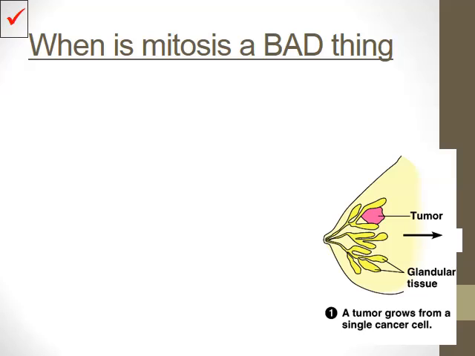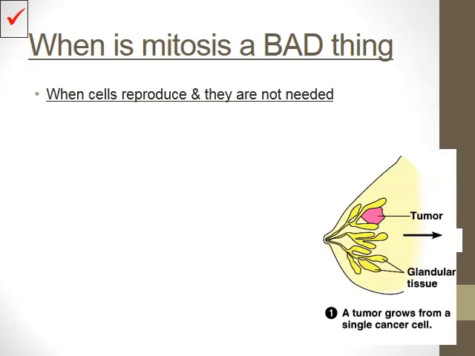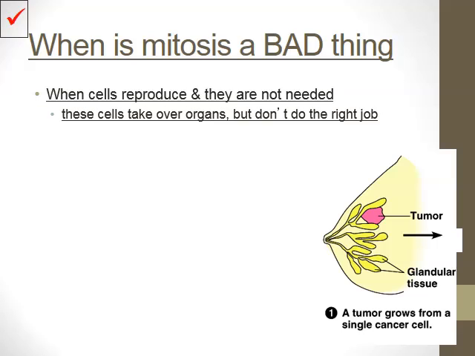Now, when is mitosis a bad thing? Mitosis can be a bad thing when cells reproduce when they're not needed. These cells can actually take over organs, but they don't do the right job. So we're creating more and more copies of a cell that we don't have a use for. They just keep making more and more and more copies, and this is what we call cancer. So a tumor, primarily, is an abscess or an abnormal growth of cells.